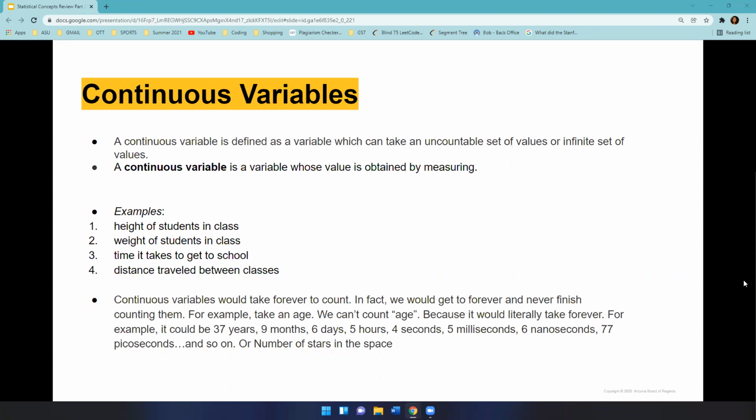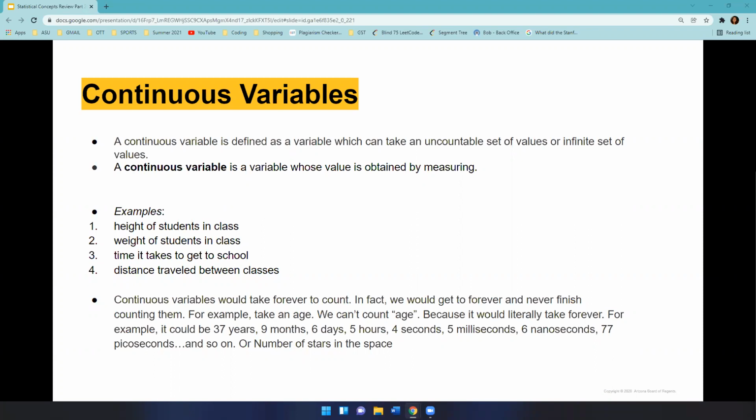Another point to note is continuous variables would take forever to count. Let's take an example of age. We cannot count age. It can be literally anything. It could be just 37 years or 37 years, 9 months, 6 days, 5 hours, 4 seconds. So we can just keep on counting. So again, age is a continuous variable. Number of stars in the space. Again, you cannot count number of stars. You can start by counting 1, 2, 3, 4, but then it will go to infinite. So it is an example of continuous variables.